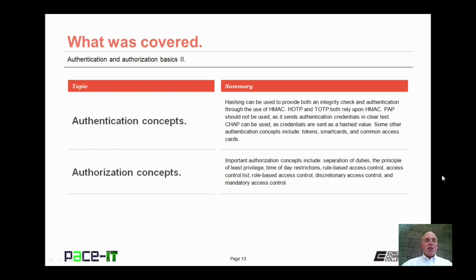That concludes this session on Authentication and Authorization Basics, Part 2. We began with some authentication concepts, and then we concluded with a brief discussion on authorization concepts.